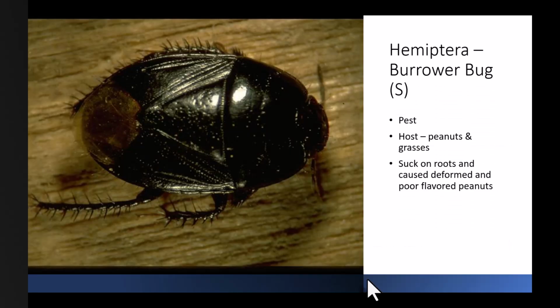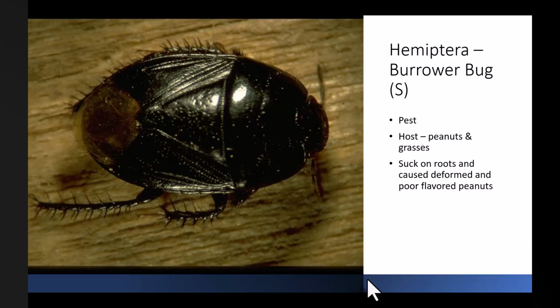And then our burrower bug is another type of pest. They're a pest sometimes. A lot of people will see these as you're digging in your gardens, digging in the soil, watering. They'll run up the side of your foundation. But in peanuts, they can be a big pest because they burrow into the ground, they suck on the roots of the peanuts, they deform the peanuts, and they make them taste bad. They can also sometimes do this to grasses, although they're not technically considered a pest in your turf.